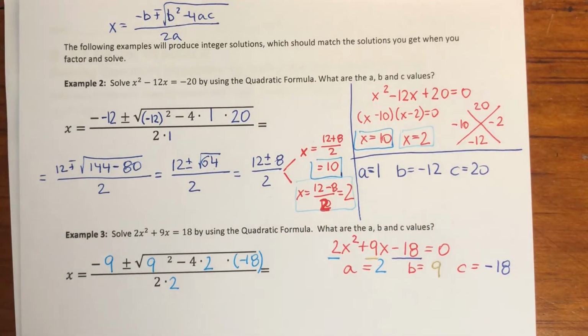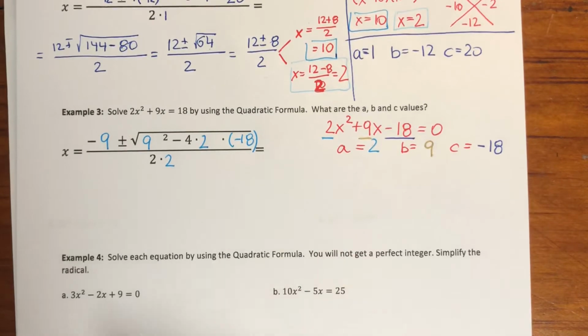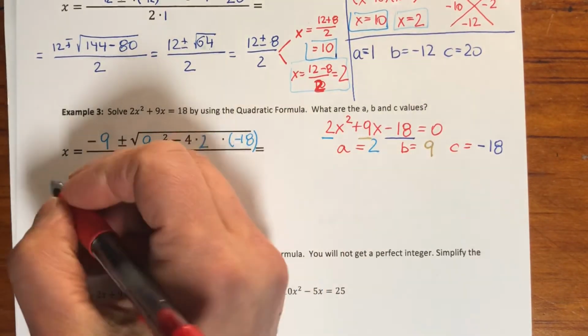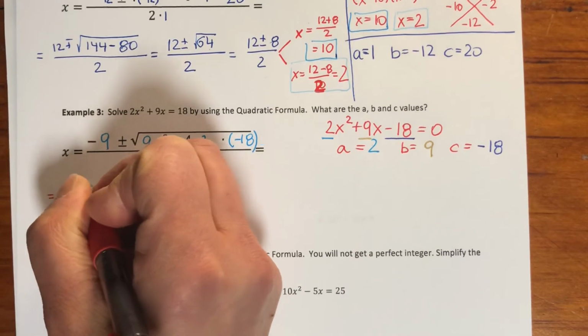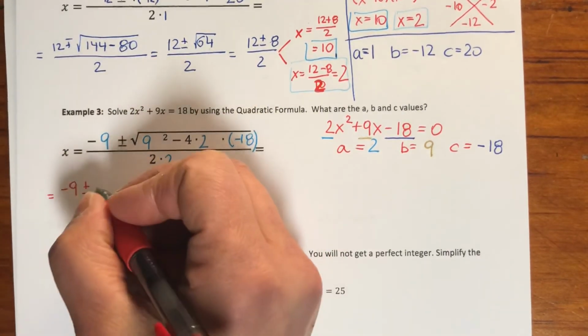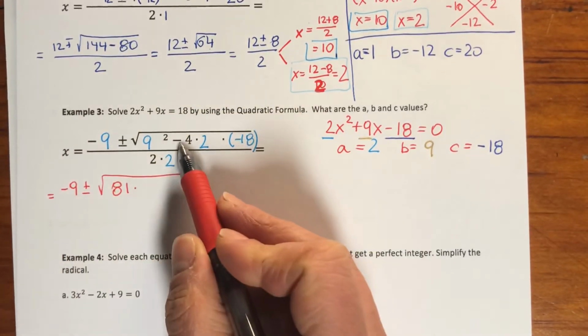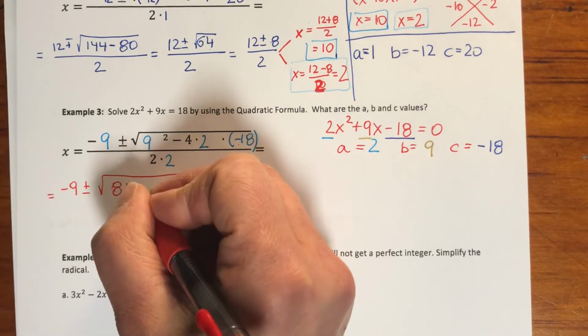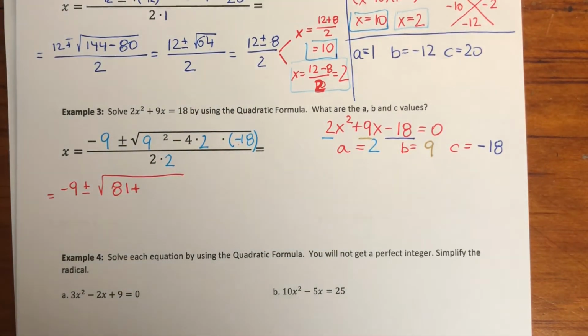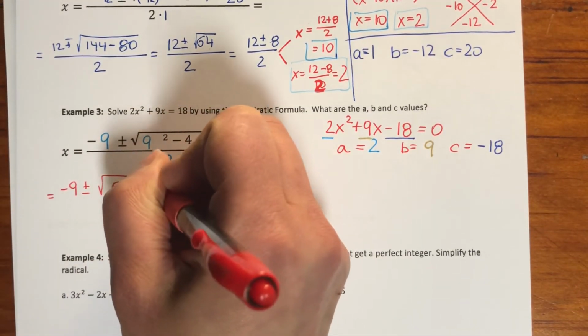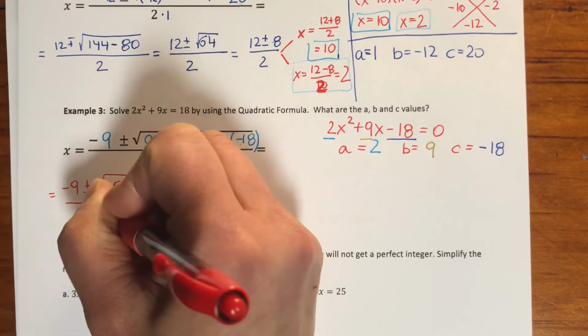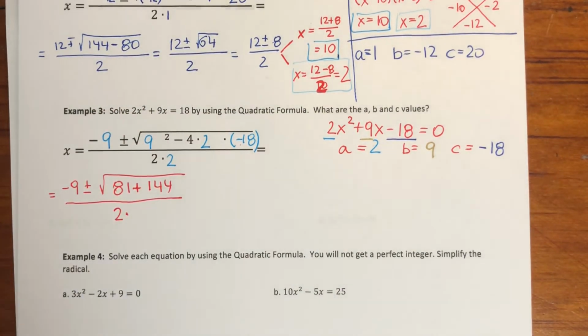All right, let's clean this one up. Negative 9, there's nothing I can do about that. Plus minus. 9 squared, I know that that's 81. Now, I have negative times negative, so I know there are 2 negative signs, so I am going to have plus. 4 times 2 is 8, and I am using a calculator here to multiply 8 times 18, and that is 144. Divided by 2 times A, and A is 2.